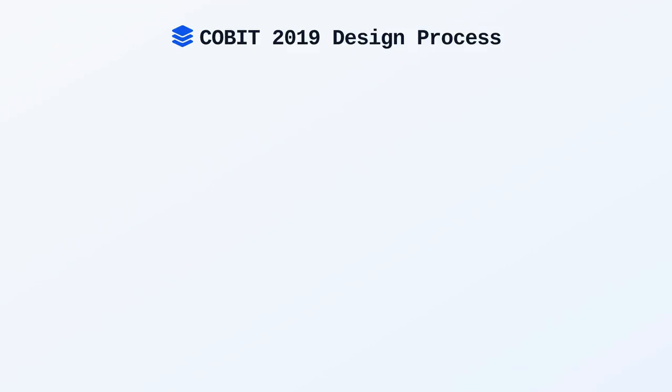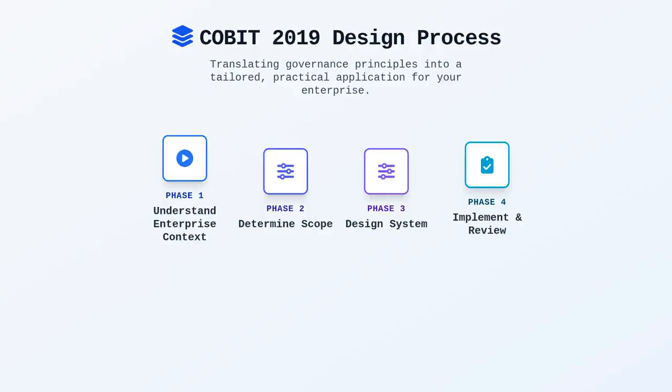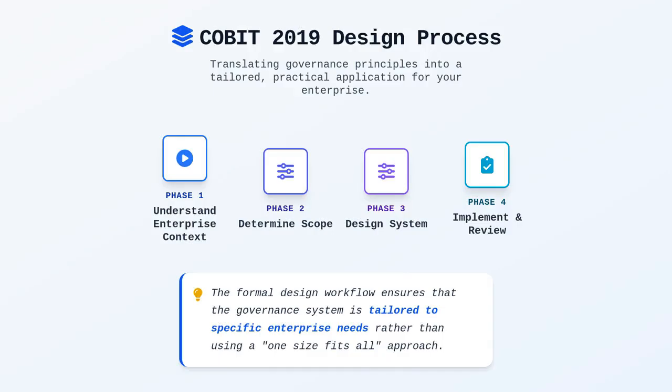Welcome back. We are now turning our focus to the practical application of COBIT 2019 through the formal design process workflow. This chapter will walk you through the 4 structured phases required to tailor a governance system to the specific needs of your enterprise.